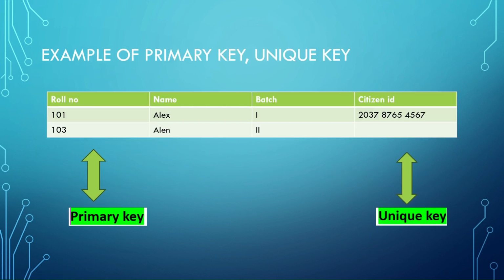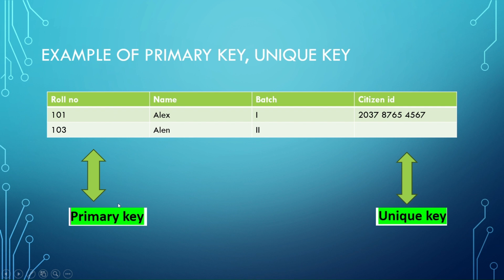Before that, I'm giving one example. Students: roll number, name, batch and citizen. When we see the student records, the students should have roll numbers, but when we see the citizen, the students may come from some other country, and they may or may not have our citizen ID, though it may also be present. So that's the reason this citizen ID acts like a unique key, and this roll number acts like the primary key here.